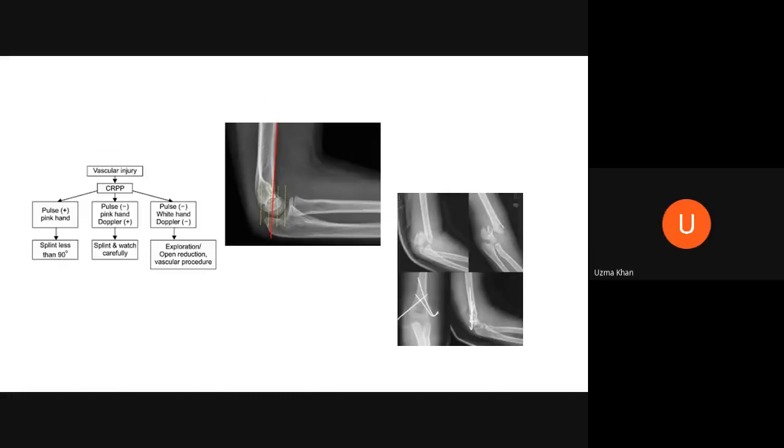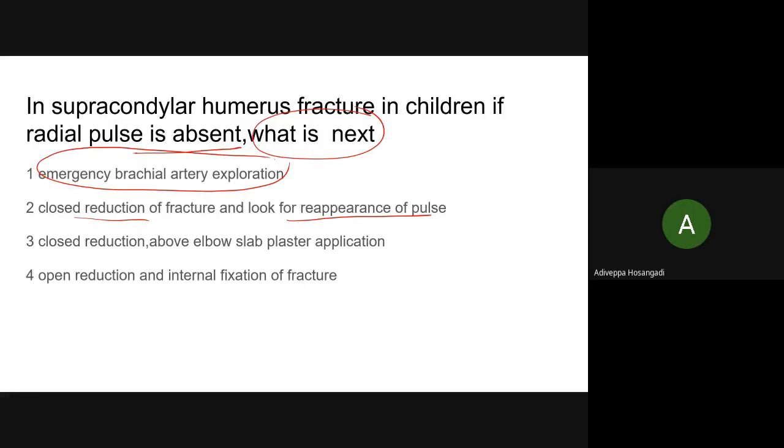So radial pulse is absent. In supracondylar humerus fracture in children, if radial pulse is absent, so sir, open reduction cannot be done? No, it can be done. But imagine open reduction means you should know the child's NBM status, whether the child can be taken for surgery, all those things. So taking for surgery might be delayed for 4 to 6 hours. You cannot wait for that time. So you manipulate that. You do a closed reduction.